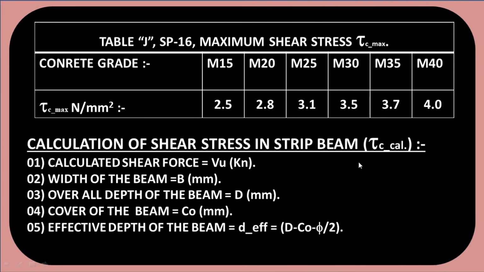Now calculation of shear stress in strip beam. Tau C cal. Calculated shear force say VU. Width of the beam B. Overall depth of the beam D. Cover of the beam CO. Effective depth of the beam D underscore EFF is equal to D minus cover minus phi by 2, that is dia of the bar.